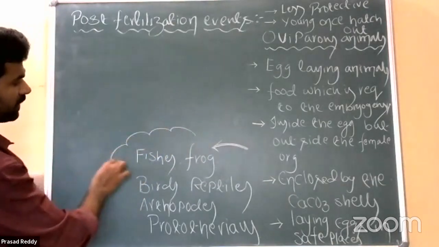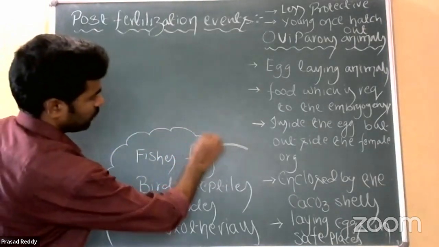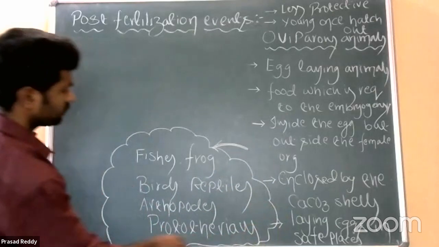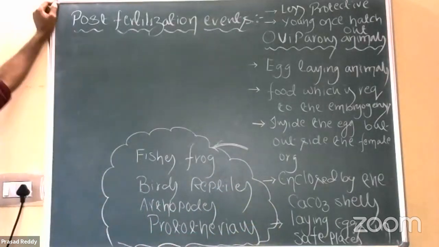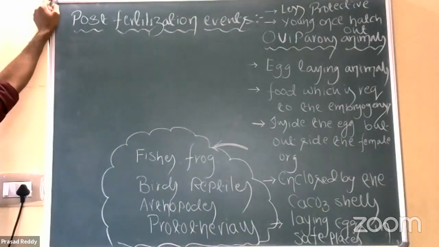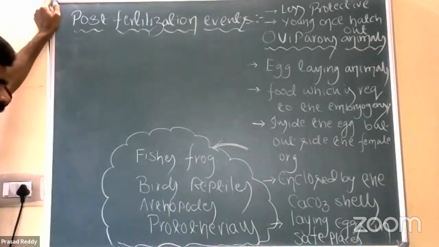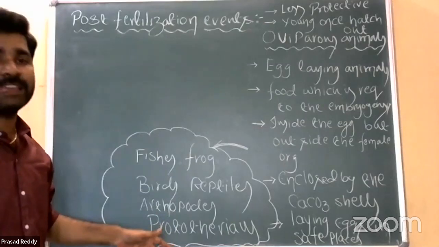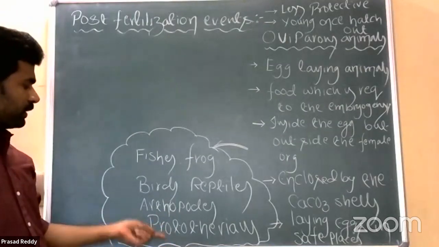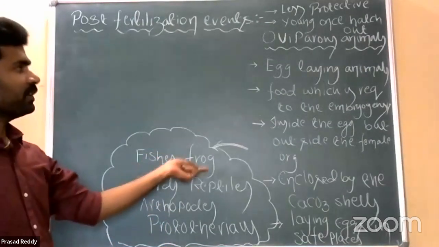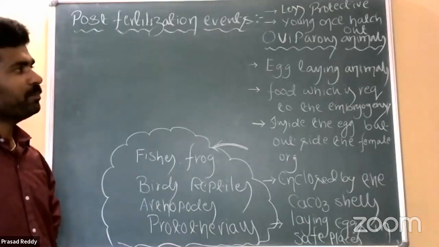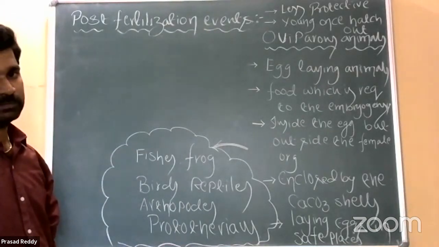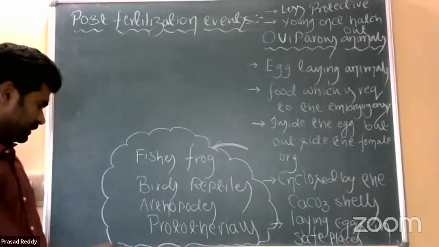So what are the oviparous animals here? Fishes, frogs, birds, reptiles, arthropods, then prototherians. Prototherians are egg-laying mammals. So prototherians, arthropods, birds, reptiles, fishes, and frogs are examples of oviparous animals.